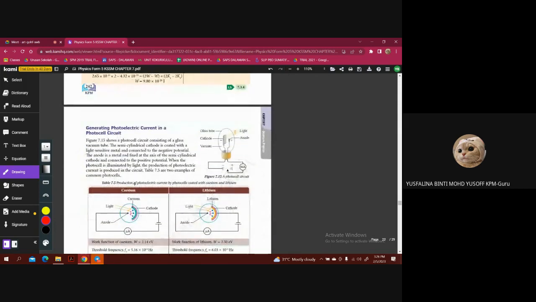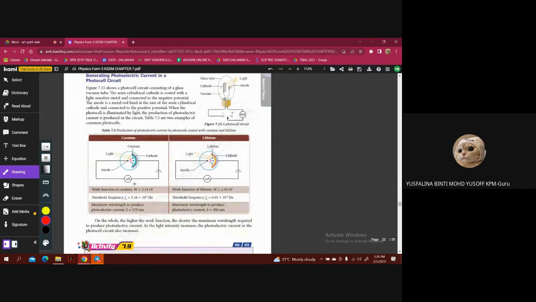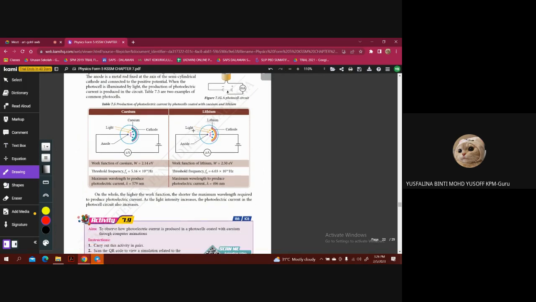All right, so this is the example of the calculation: generating photoelectric current in a photocell circuit. What is the function? What is the application? Why do we need to learn about photoelectric current? The photoelectric current is used in the photocell circuit. So this is figure 7.1.